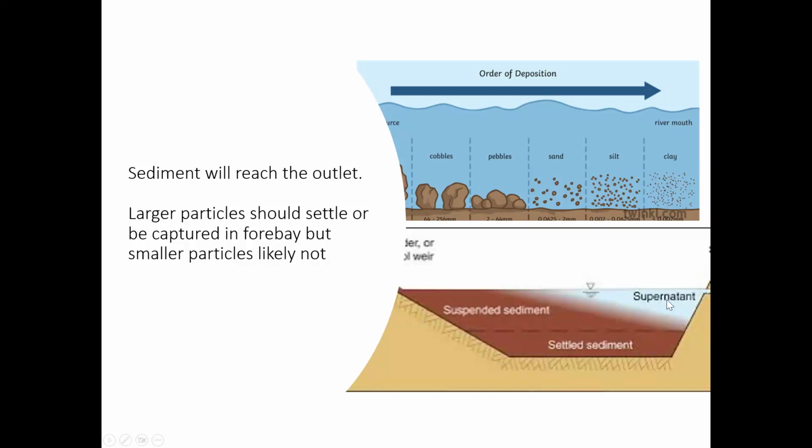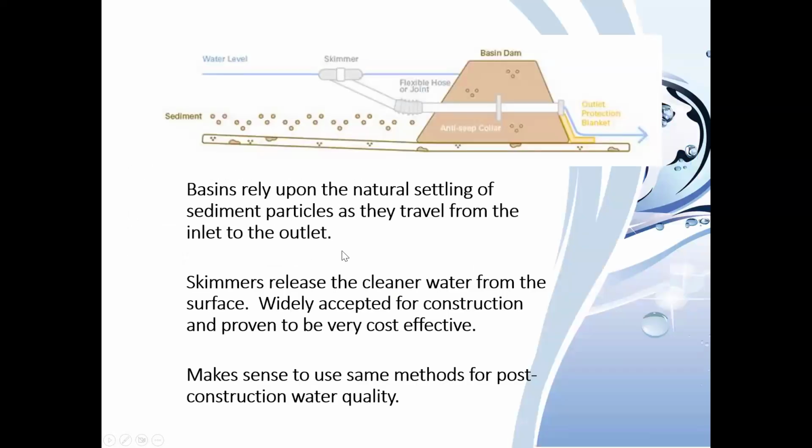If you had a cross section of the basin, where everything's coming in, it's all pretty dirty. But as you get towards the outlet, that top level is a lot cleaner than the bottom because the sediment has settled out. Again, basins are relying upon that natural settling of the sediment particles. Those skimmers are releasing that cleaner water from the surface, widely accepted and proven to be very cost effective for construction. So doesn't it just make sense that we consider using those same methods for post-construction water quality?